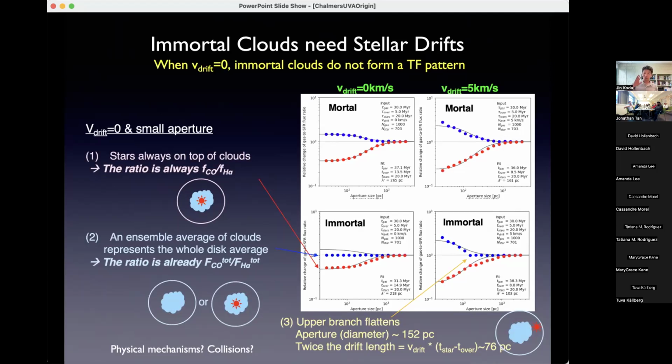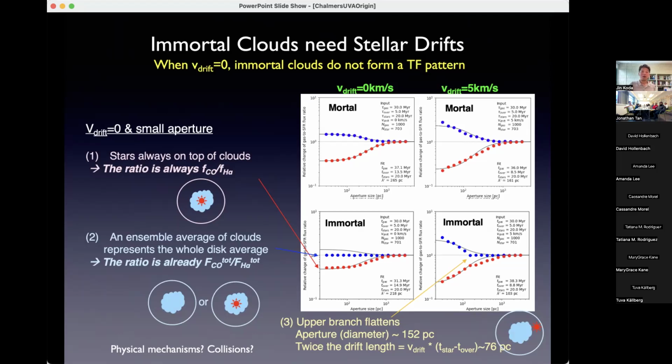I said that almost any parameters we can generate the tuning fork pattern, and we can fit it reasonably and get the star formation duty cycle instead of cloud life cycle. But there's one thing which is necessary for this model, which is stellar drift. Stars have to drift away from the parental molecular clouds if clouds live forever, because otherwise stars are always on top of clouds, and you shouldn't find any H2 region away from molecular gas.